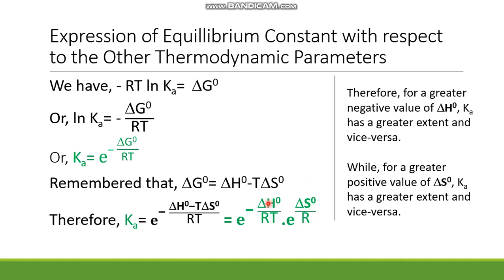In what condition can delta H0 be negative? If it is an exothermic reaction. In what condition can delta S be more positive? If delta nu, the coefficient difference, is more positive. That means for A plus B equals C plus D, the number of molecules on the product side, C plus D, should be greater than the number of molecules on the reactant side, or the volume change should be positive after the reaction.